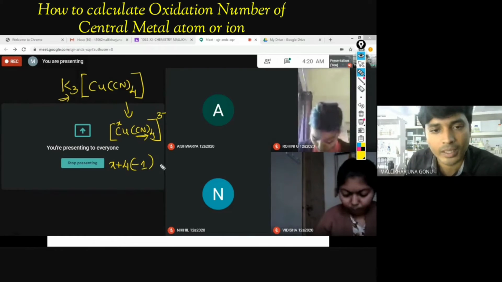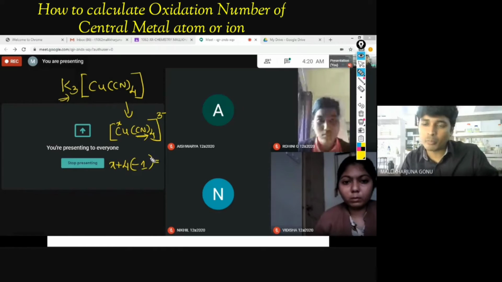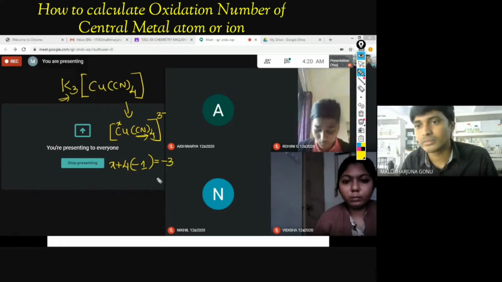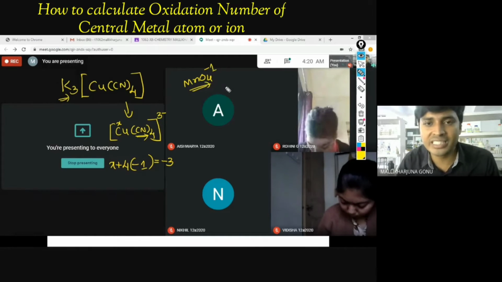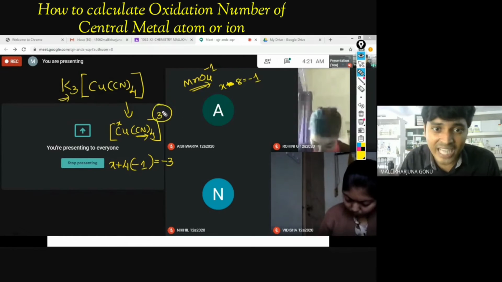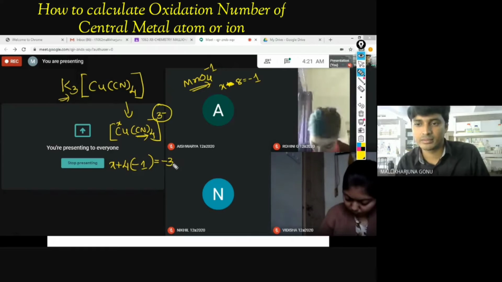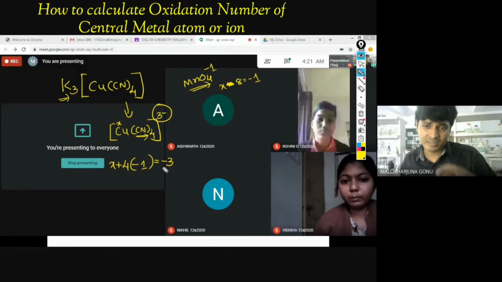So the total charge you have to equate, as we do for complex compounds. For example, for MnO4 -1, I used to tell that whenever this type is given, X plus 4 into -2, means -8, is equal to -1. The same way, whatever charge is there, you have to equate. These steps you have to practice initially. Later, if you practice very well, listen.